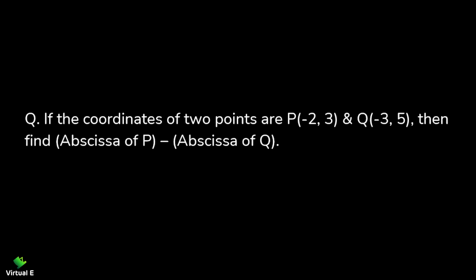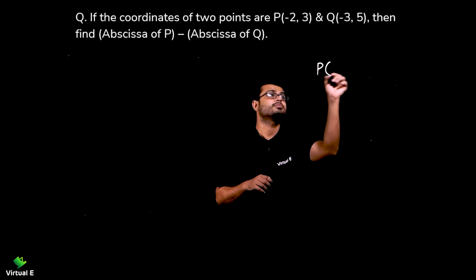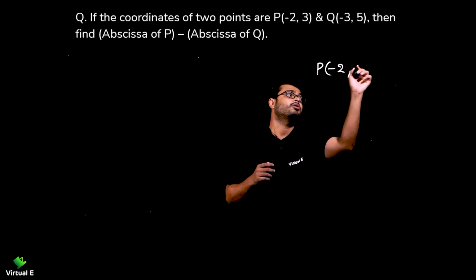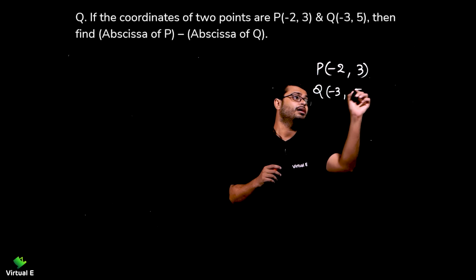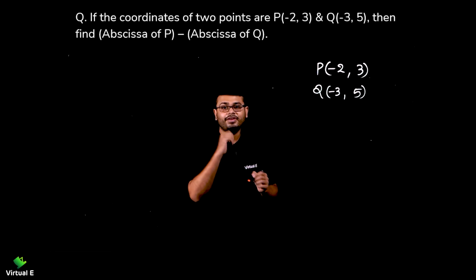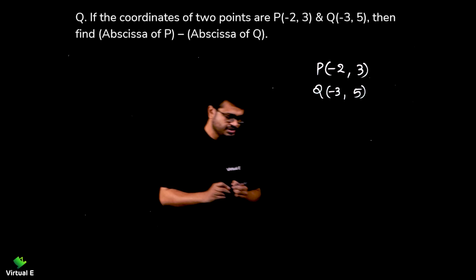Let's do one sum. If the coordinates of 2 points are P(-2, 3) and Q(-3, 5), then find the difference of abscissa of P minus abscissa of Q. First of all, let's write the points. P(-2, 3) and Q(-3, 5). Now what do we want to find? Abscissa of P minus abscissa of Q. This is what we want to find.